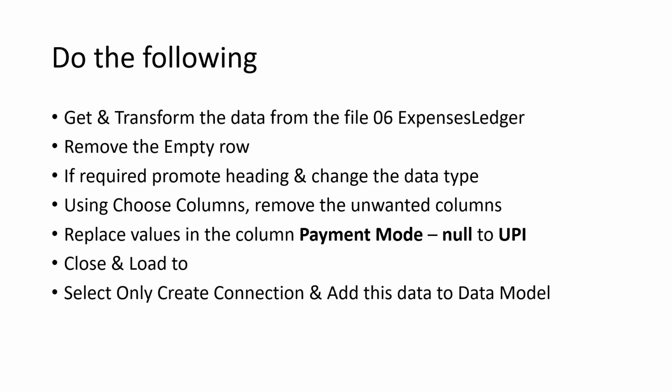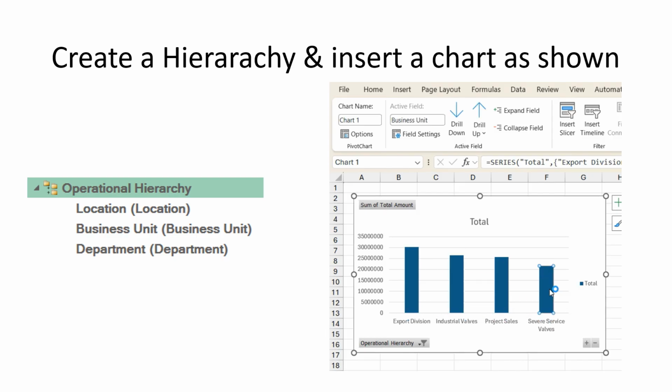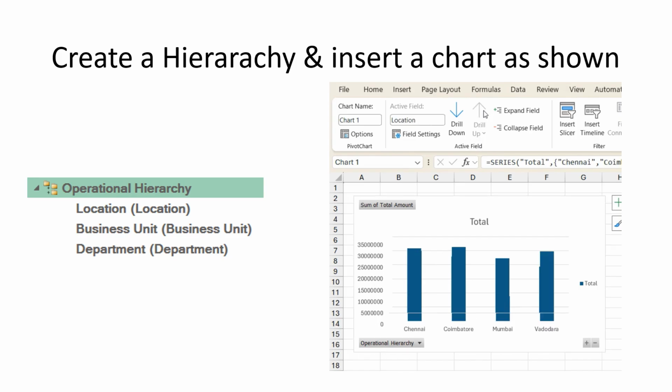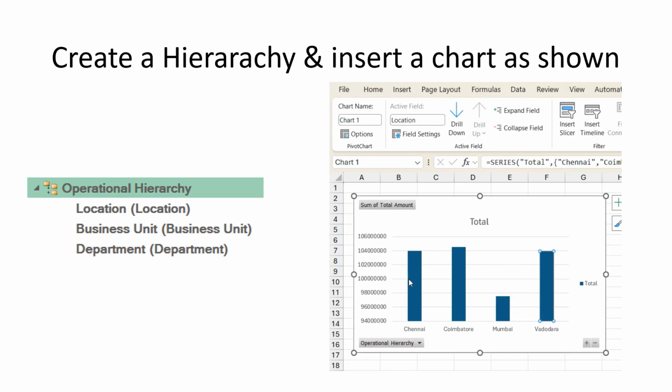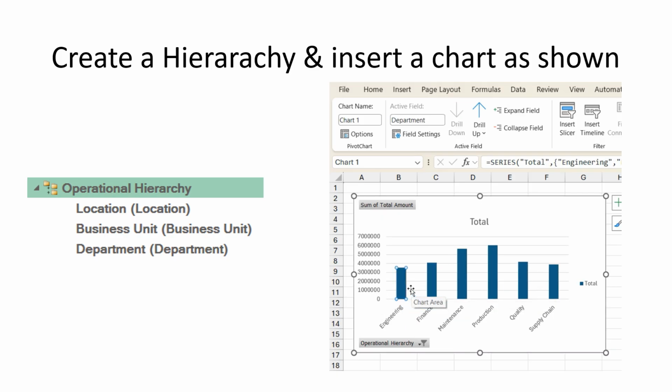Now you have to create a hierarchy. The hierarchy name is operational hierarchy. Last session you created the region hierarchy. Now operational hierarchy: location, below location business unit, below business unit department. My report should appear like this. Coimbatore, double click, now it has to go to industrial valve. Under industrial valve, if you double click, it should go to the next level.